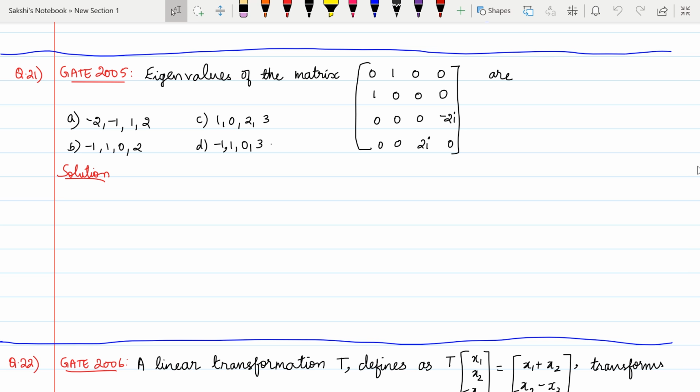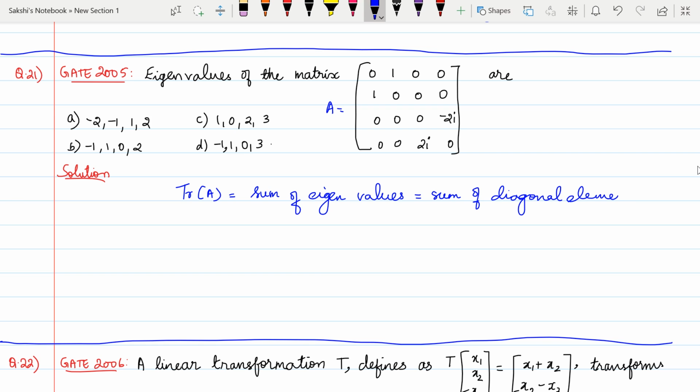So if you see, this is a 4 by 4 matrix, and it would be difficult if you consider the characteristic equation and solve this problem. So here you're going to use the property of matrices, where trace of matrix A, consider this matrix as A, so trace of matrix A will be the sum of eigenvalues, and also it will be equal to the sum of diagonal elements. So if you add the diagonal elements, you're going to get 0 plus 0 plus 0, which is 0. So trace of this matrix will be 0.